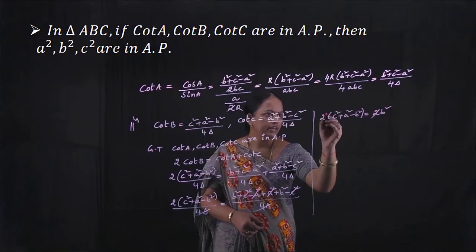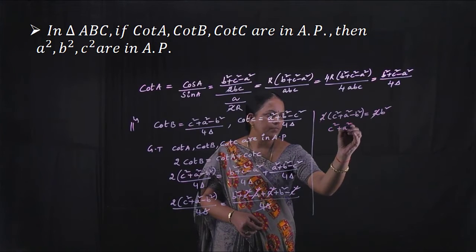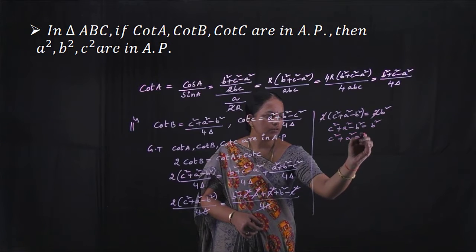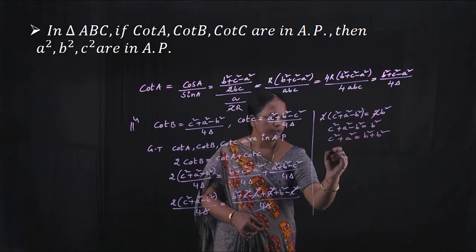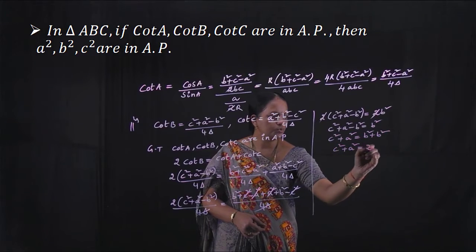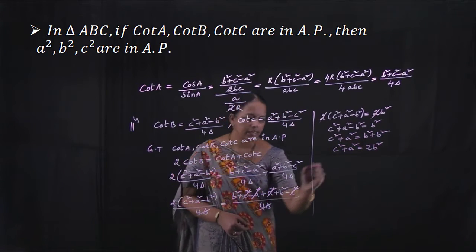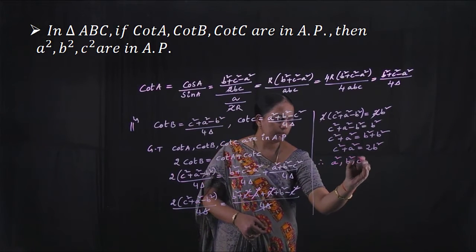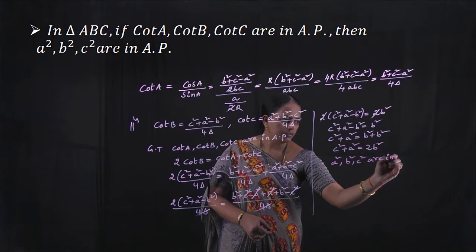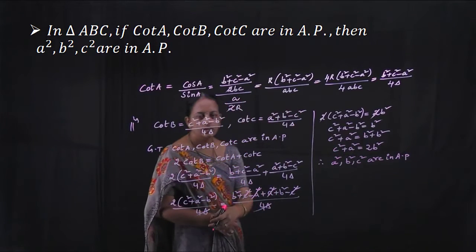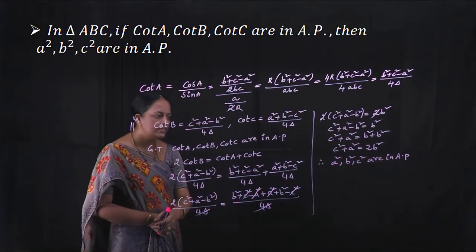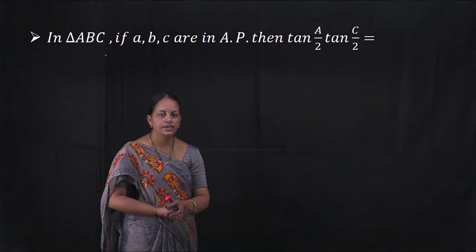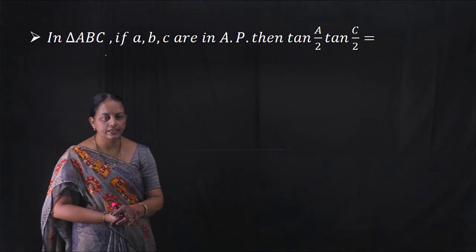Okay, here 2 gets cancelled. C square plus A square minus B square equal to B square. From this we can write C square plus A square equal to B square plus B square. Therefore C square plus A square equal to 2B square. It represents A square, B square, C square are in AP. Therefore A square, B square, C square are in AP. If cot A, cot B, cot C are in AP, then A square, B square, C square are also in AP.